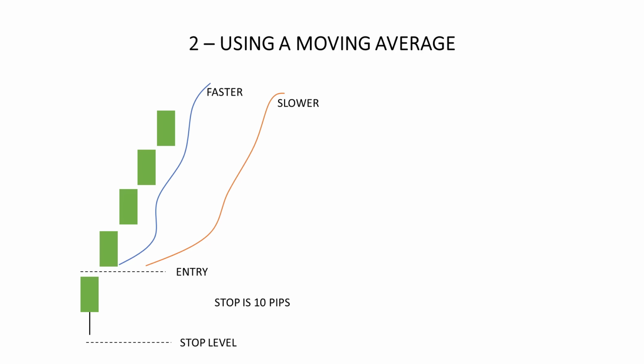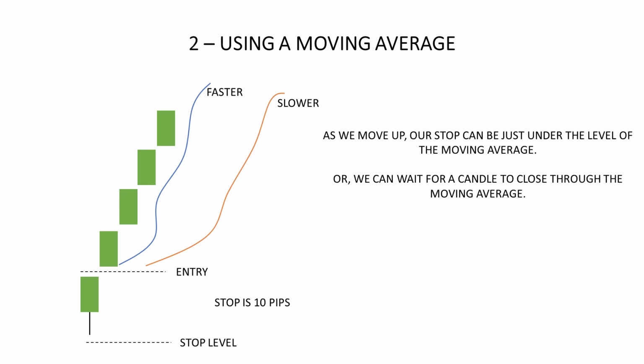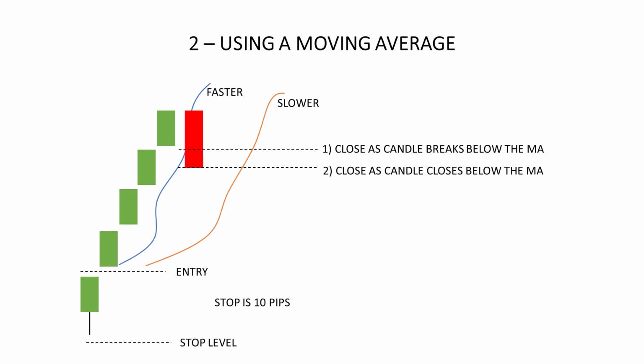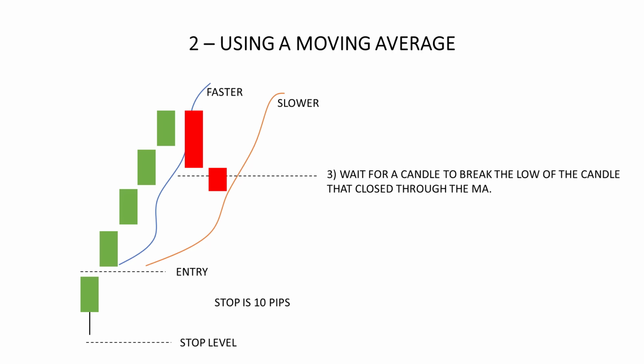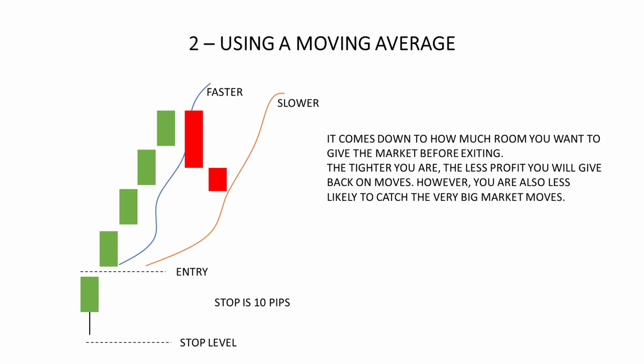We will say the blue line is a faster moving average and the orange one slower. As we move up, our stop can be just under the level of the moving average, or we can wait for a candle to close through the moving average. With the first option, we close as the candle breaks below the moving average. With the second option, we wait for the candle to close below the moving average. A third option would be to wait for a candle to break the low of the candle that closed through the moving average. It comes down to how much room you want to give the market before exiting.